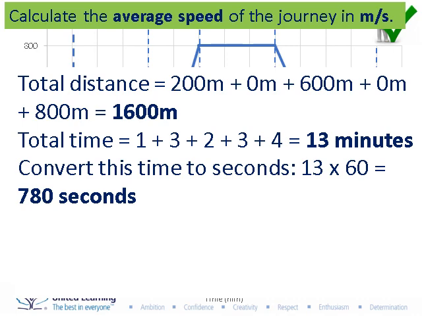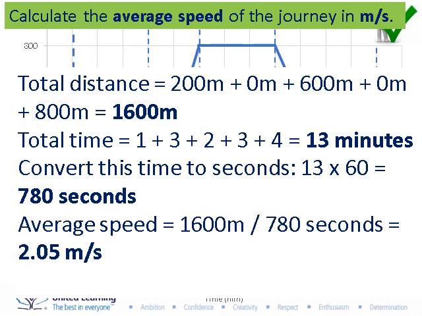So my total distance is 1600 divided by my total time, which is 780, which gives me an average speed of 2.05 metres per second. So notice how the average is less than the two values that we calculated for the different sections, 5 and 3.3, because it's also taking into account the fact that at different stages the car wasn't moving, it had 0 speed. So if you average all of them together, it's going to lower it down slightly.